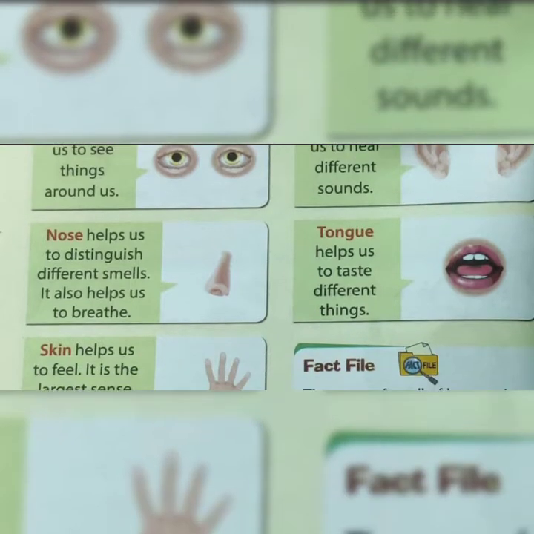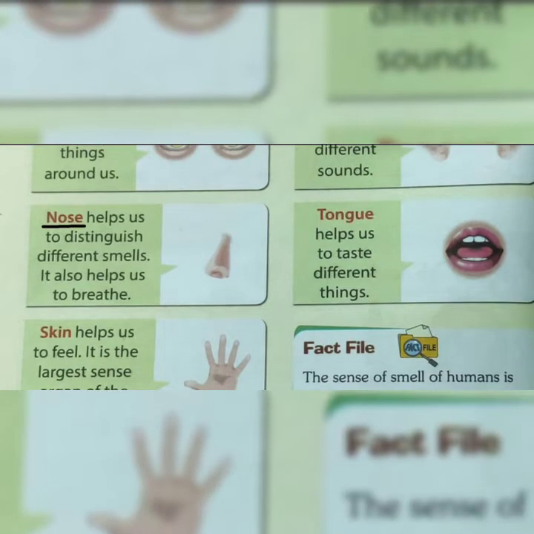Next comes the nose. Nose helps us to distinguish different smells. It also helps us to breathe. Through the nose we breathe oxygen, right? And the nose plays an important part by distinguishing different smells. Good smells, bad smells, perfume smells, right? So yeah, next comes the tongue. Tongue helps us to taste different things. Tongue helps us to taste.